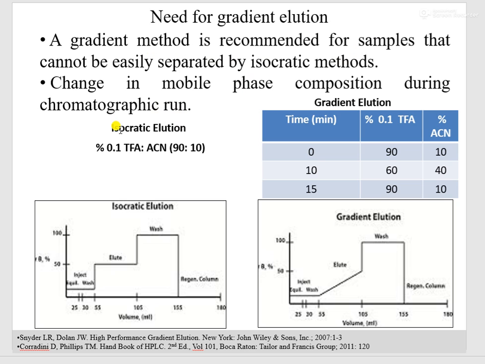And in our previous slide we have seen that isocratic elution means the mobile phase composition remains constant, while in gradient elution the mobile phase composition changes with time. So you can see here, with different time the composition of 0.1% TFA and ACN is changing. So this is gradient programming and this is isocratic one.